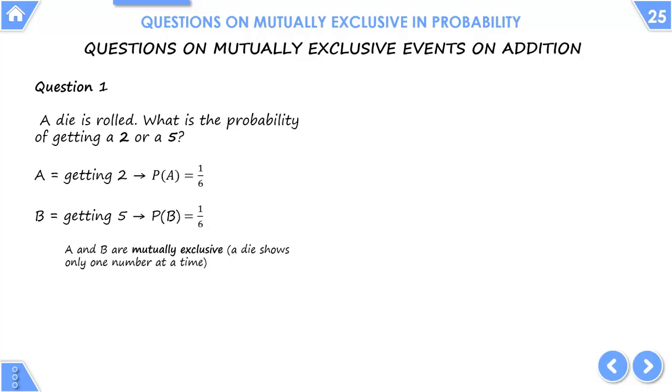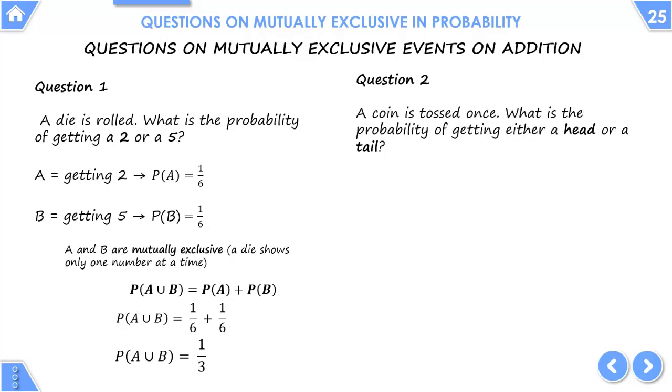So what do you do? Since they are mutually exclusive and a die shows only one number at a time, you use the formula: probability of A union B is equal to the probability of A plus the probability of B. That gives 1 out of 6 plus 1 out of 6, which gives you 1 out of 3 when you simplify.